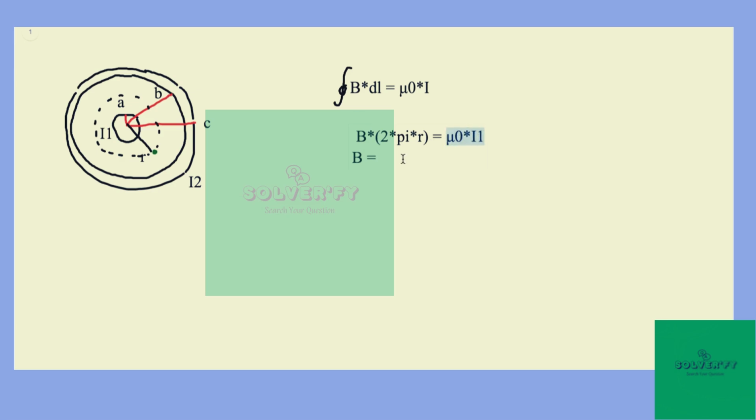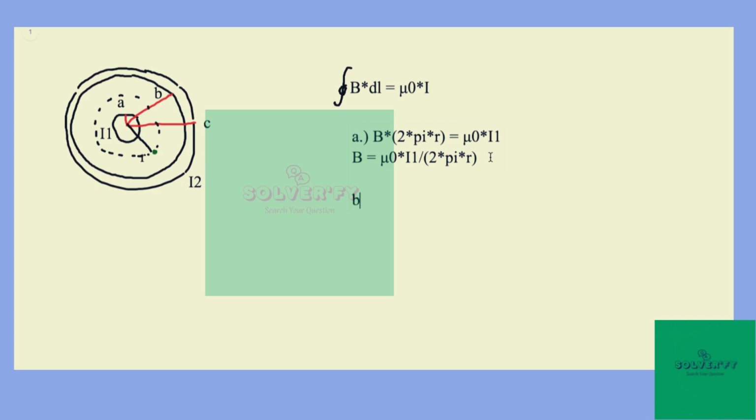By dividing both sides by 2 pi R, we get this expression for the magnetic field. B is going to be mu naught times I1, divided by 2 pi R. And notice that I2, because it's not enclosed by this line integral that we've drawn, doesn't come into play at all here. So I'm just going to note that this is the solution for part A.